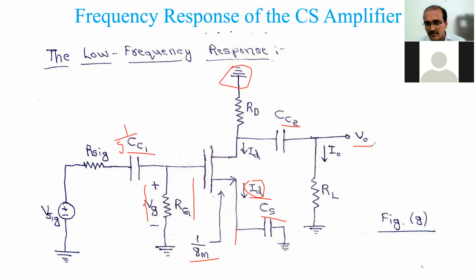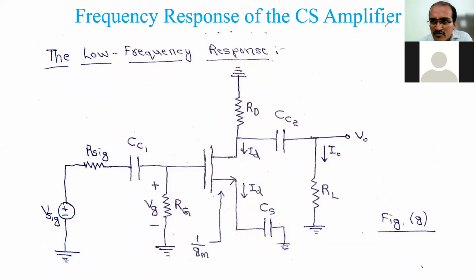So we have three sets of equations, and in these three sets, one or the other capacitor plays the role. On the first side, 1 by CC1 is there. Next you have the CS, and then you have the CC2. We'll see these one by one, so remember this circuit, as we are going to discuss this.